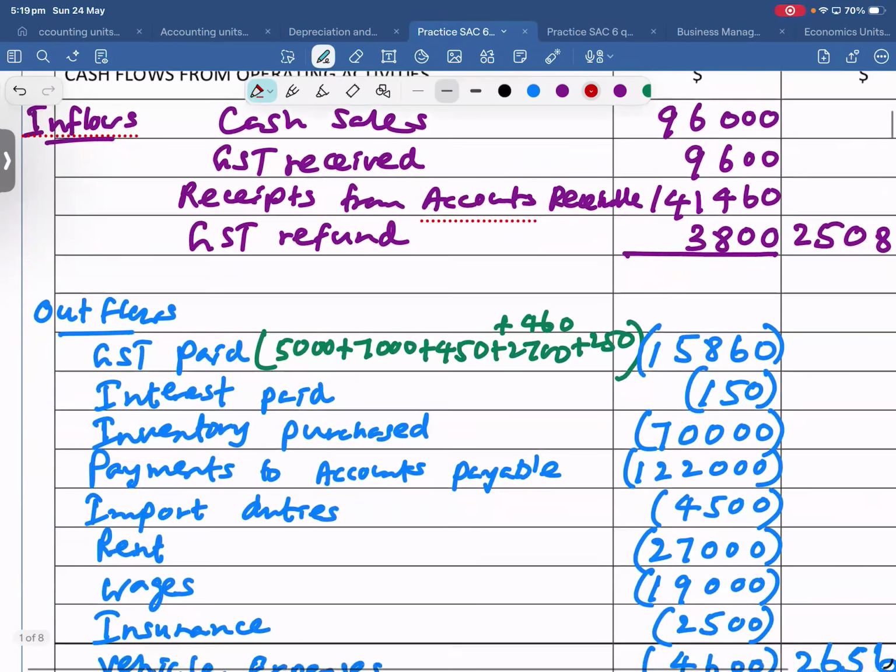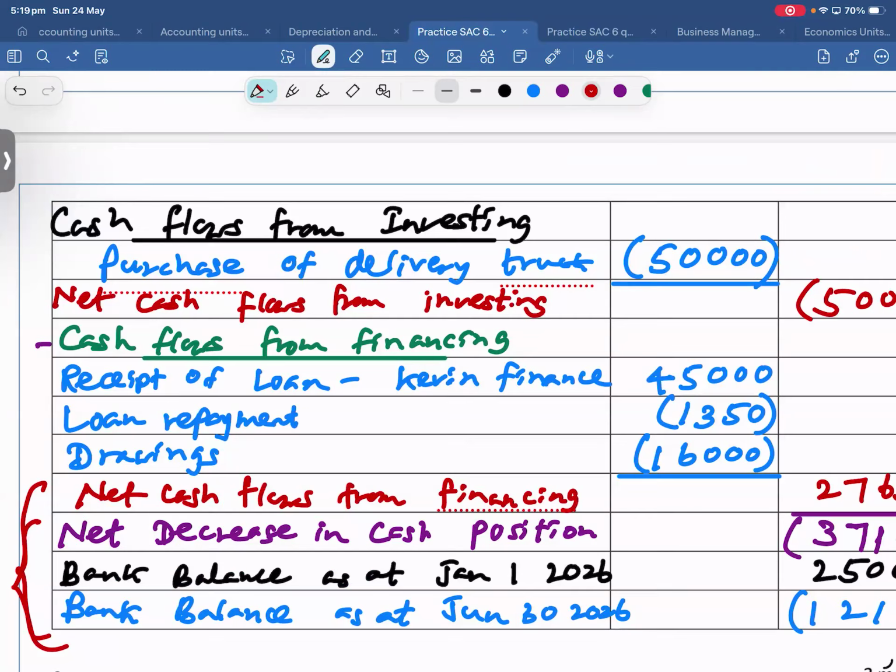Where is it? Interest paid, 150, done, and then loan repayment 1350. So this is the only place you can use brackets for the payments. Unfortunately, your VCA allows you to use brackets only.